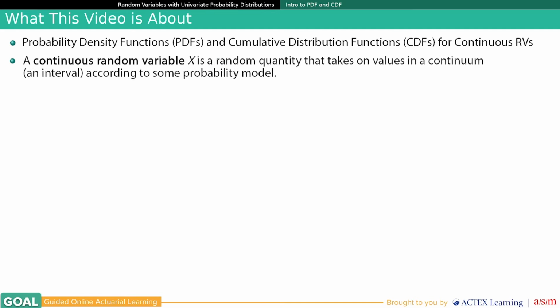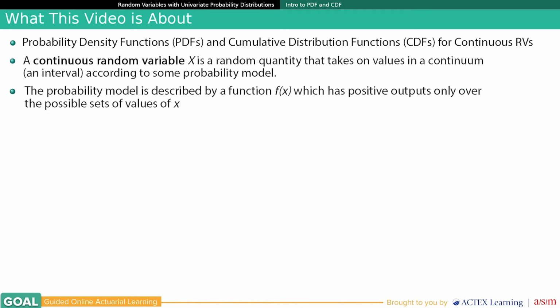A continuous random variable, typically denoted by a capital letter like capital X, is a random quantity. It doesn't take on values in a discrete set, but instead over a continuum, which basically means an interval on the real line. It could be a finite bounded interval, or it could be the entire real line, according to some probability model. We initially model the probabilities with a PDF, a probability density function.